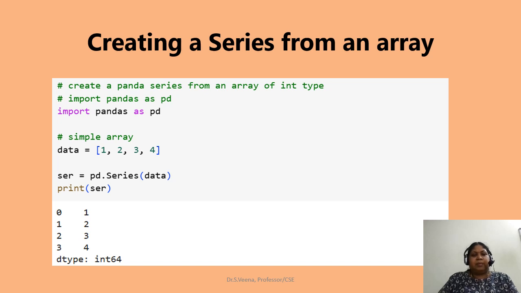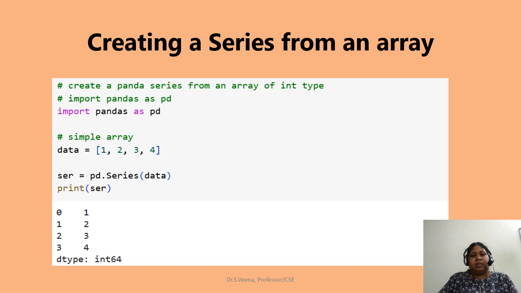Create a simple array by saying data equal to 1, 2, 3, 4. Here, this is an integer array. So the array name is data. I'm going to create a series by calling pd.Series, passing this array name, and I can create a series. The series name is scr. Finally, display the series: print of scr.